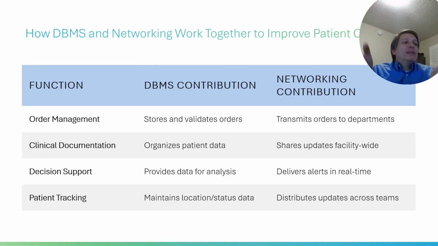Where I'm going to be sending that could be a text message, a phone call, or an email. What is the type of action and how are we going to distribute or communicate that finding. In patient tracking, for example, we can maintain the location and status of the patient, and of course the networking is the one that is going to help us to track the patient.